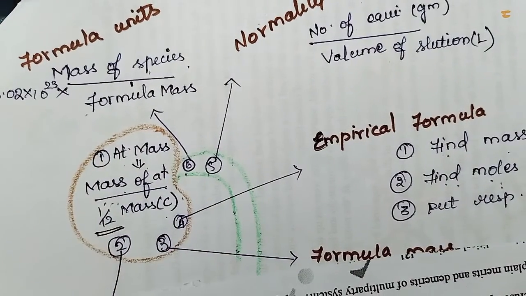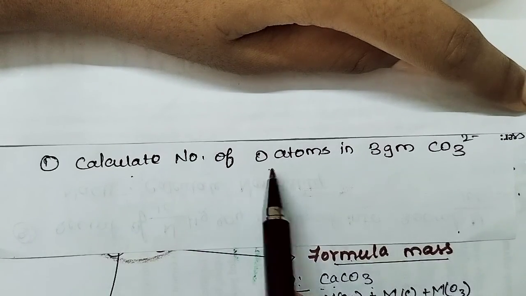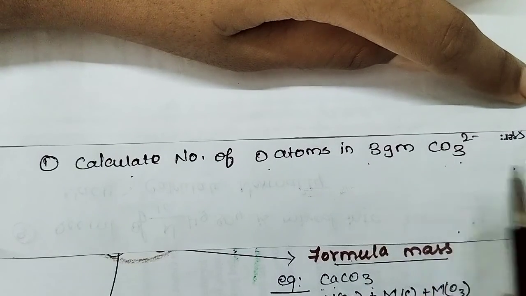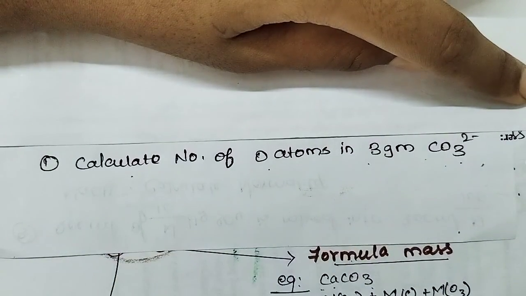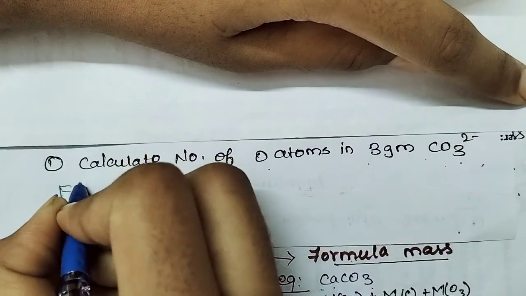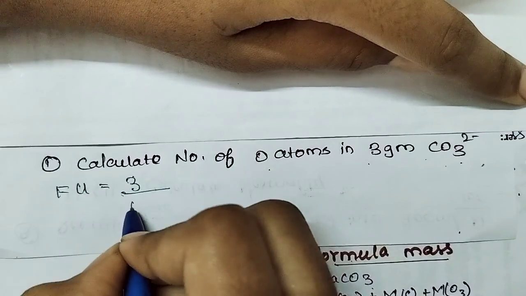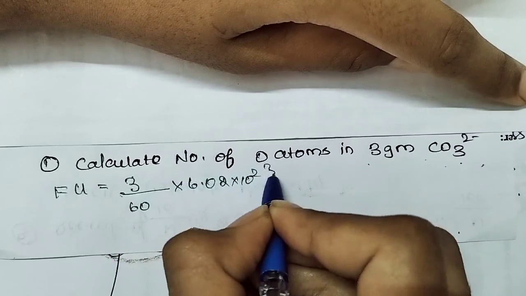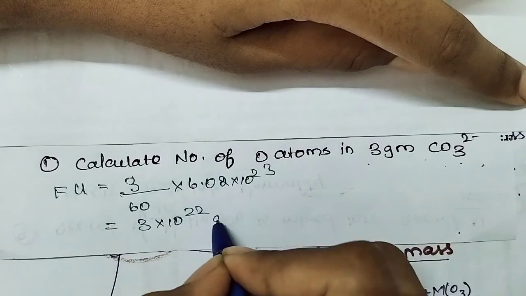Now let's see one sum here. See this question. They have asked to calculate the oxygen atoms in 3 gram of calcium carbonate. So first we want to calculate the formula units, correct? Formula units we will calculate as the mass of the species, 3 gram, by the formula mass, 60 gram, into 6.02 into 10 to the power of 23. So we get 3 into 10 to the power of 22, approximate value.